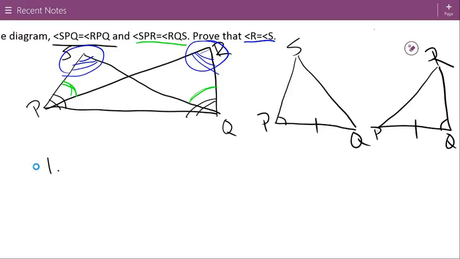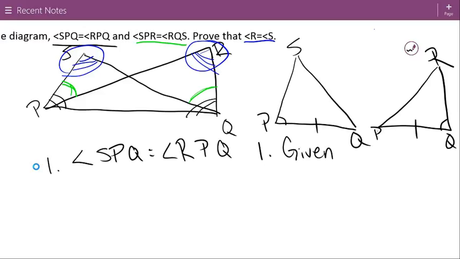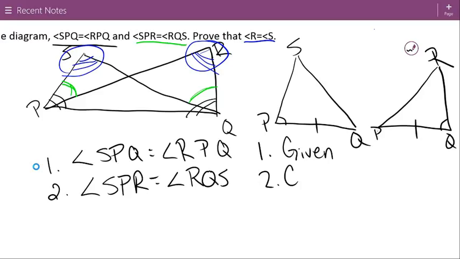So we know that angle SPQ is equal to angle RPQ. And we know that because it's a given. They told us that. Helpful to have that information. We also know that angle SPR is equal to angle RQS. And we know that because they told us.